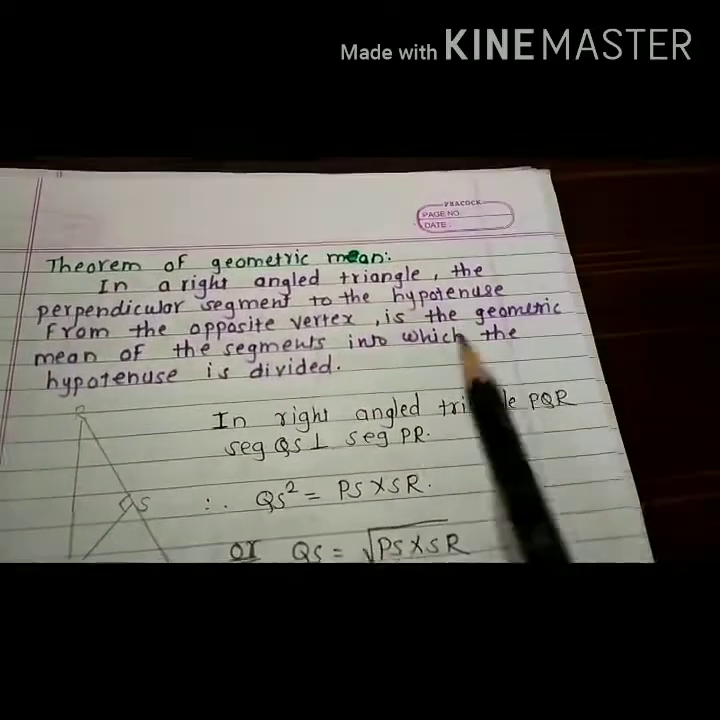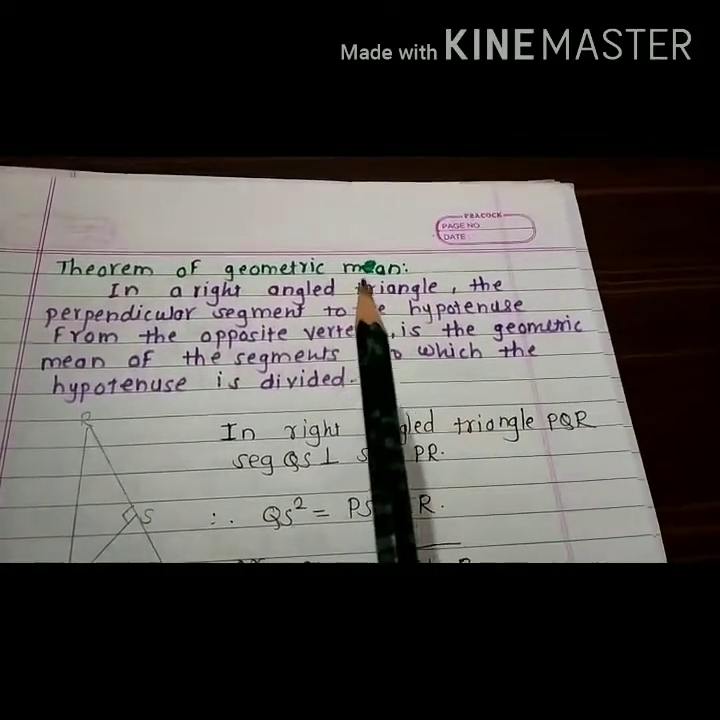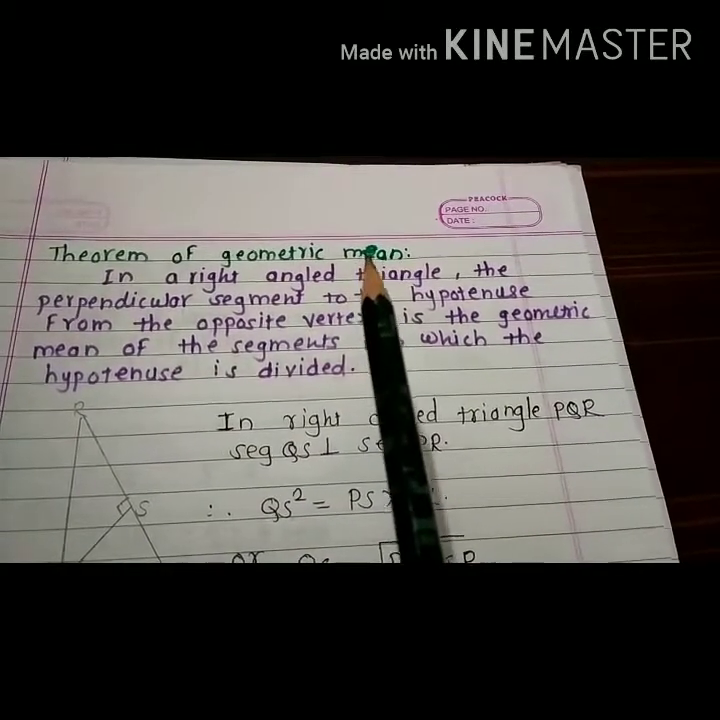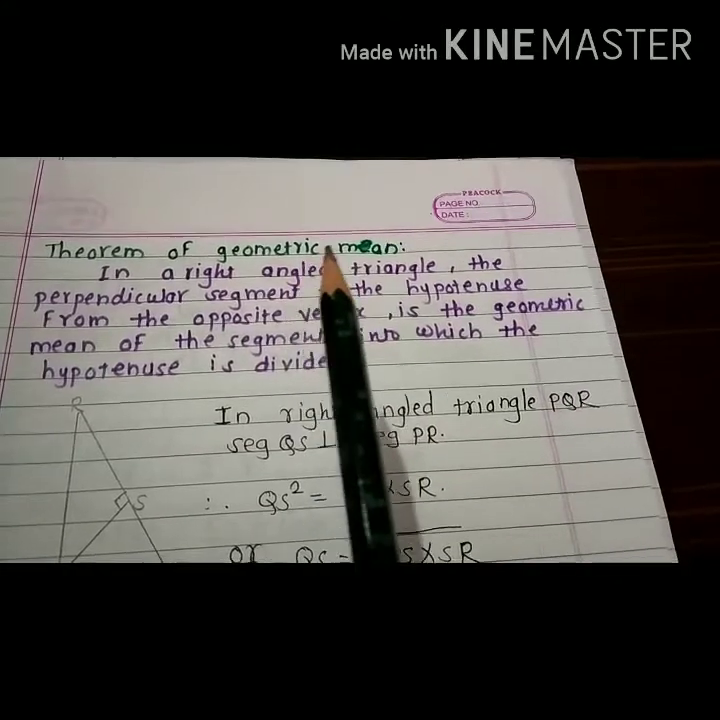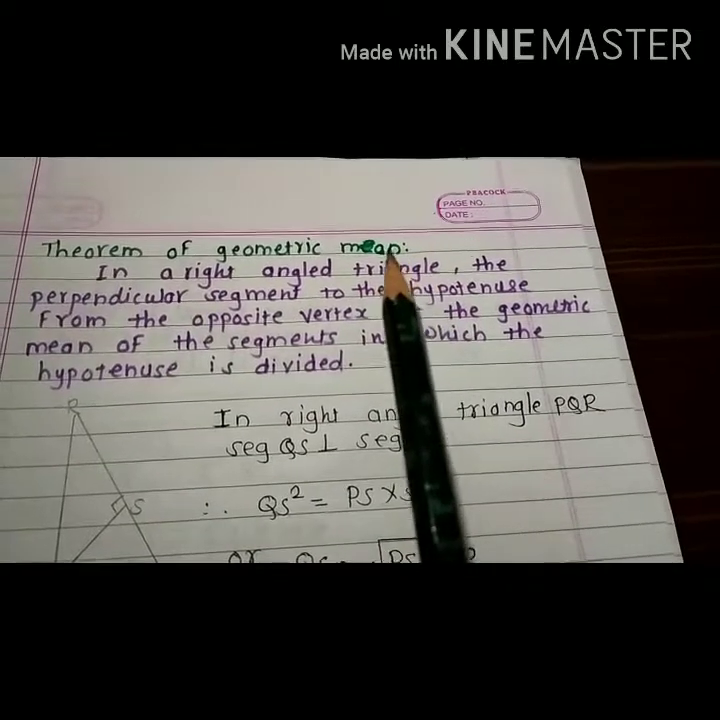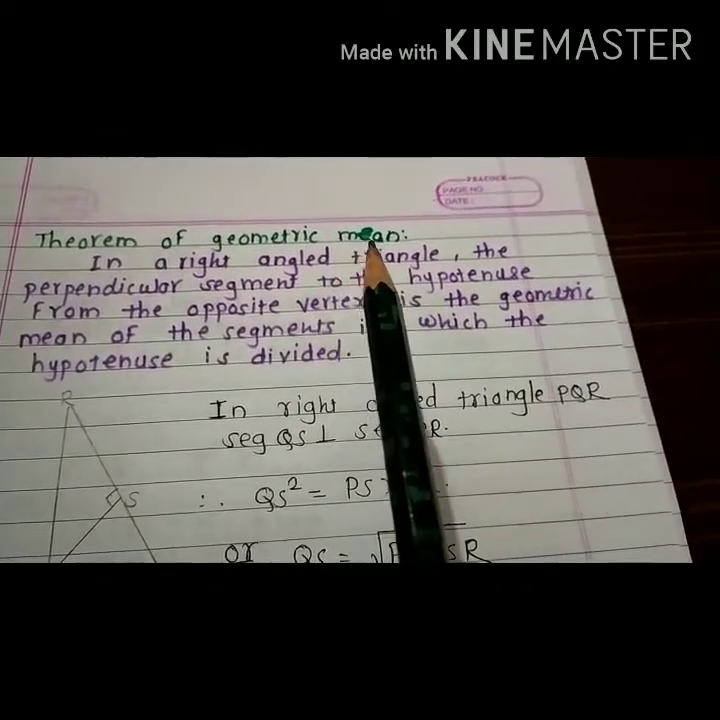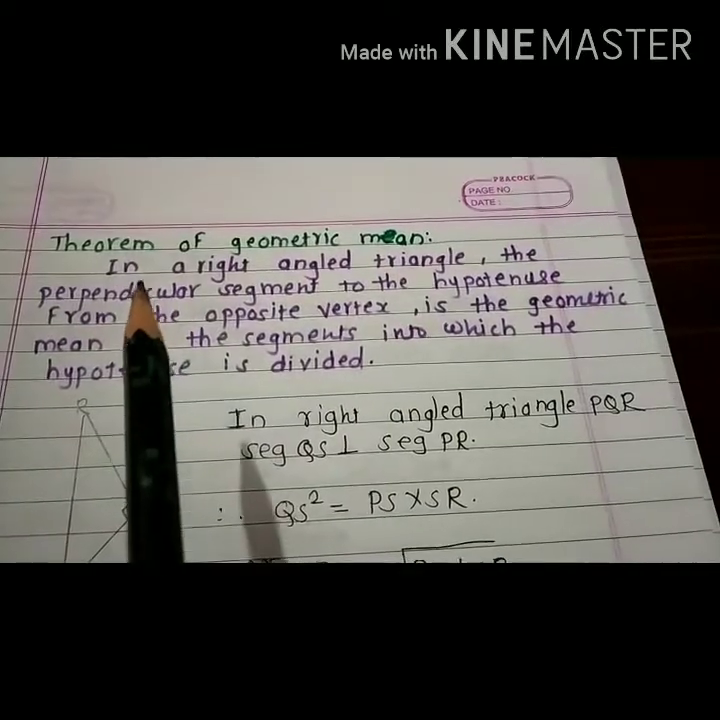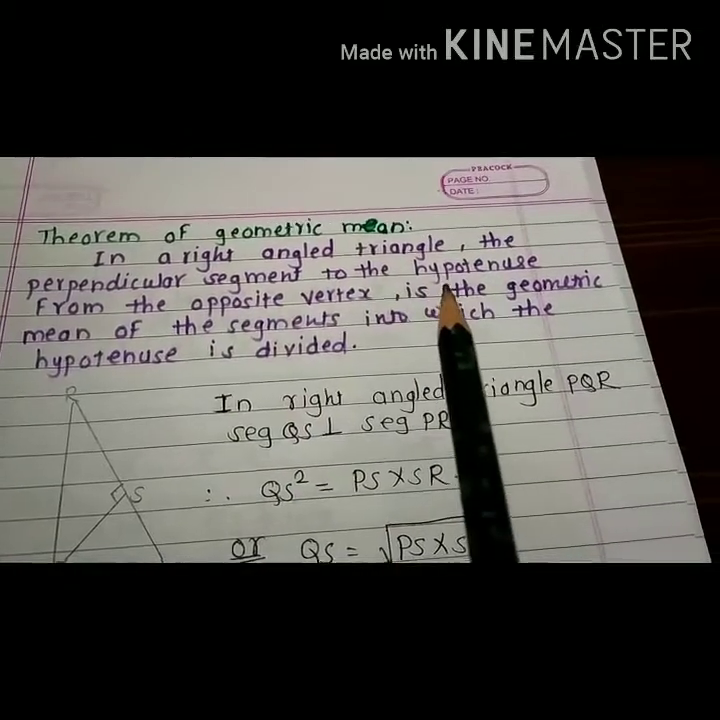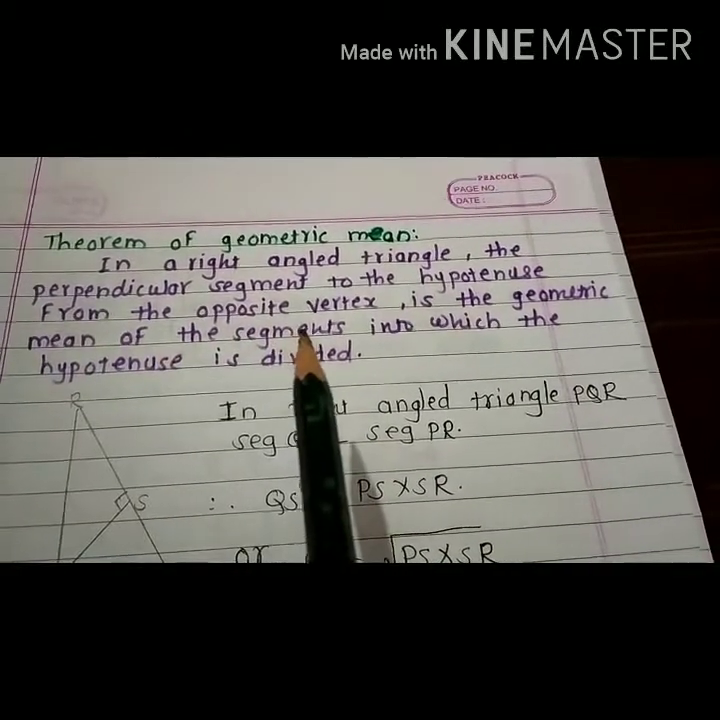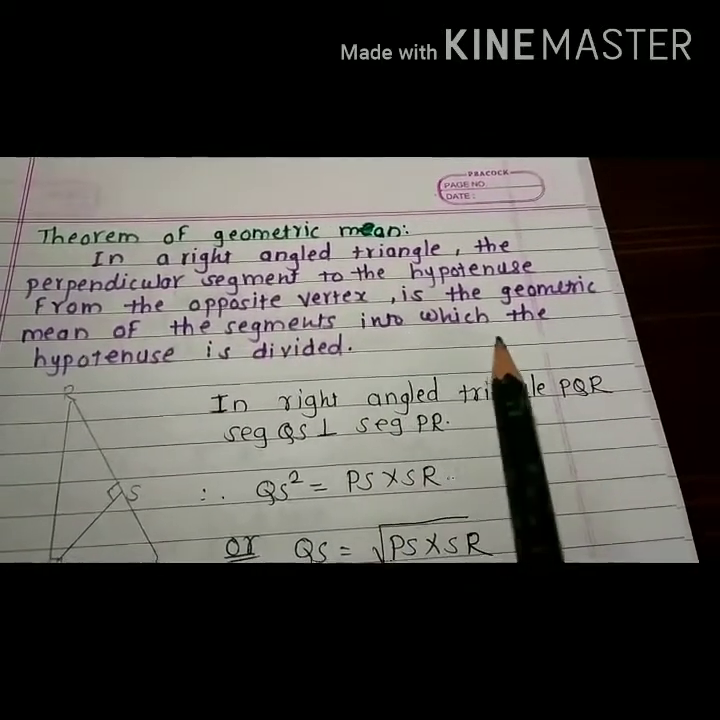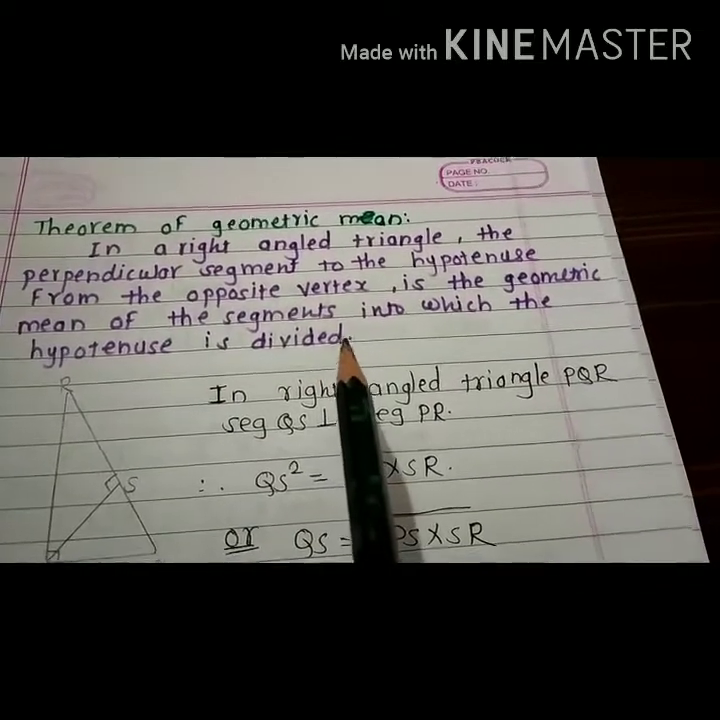Next property is the theorem of geometric mean. First of all, what is the meaning of geometric mean? If C is the geometric mean of A and B, then C is equal to the square root of A into B, which is nothing but the geometric mean of A and B. Now see, in a right angled triangle, the perpendicular segment to the hypotenuse from the opposite vertex is the geometric mean of the segments into which the hypotenuse is divided.